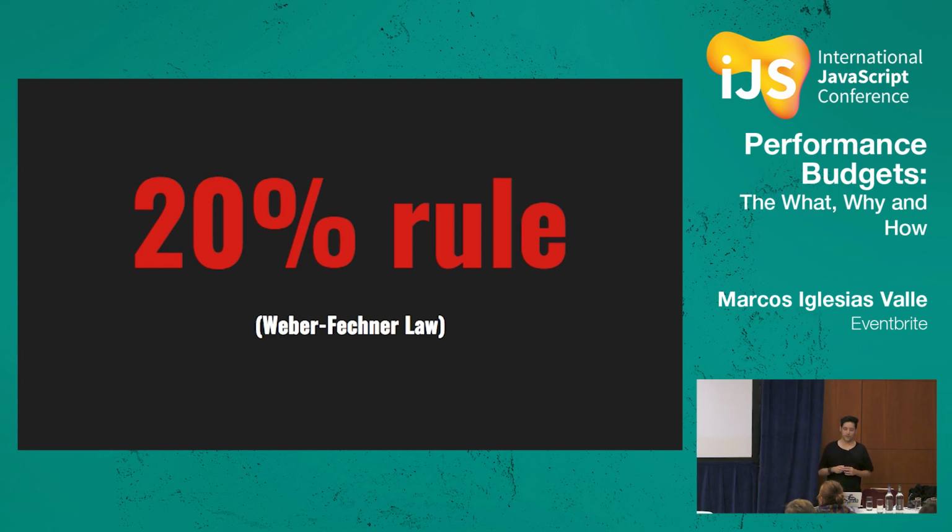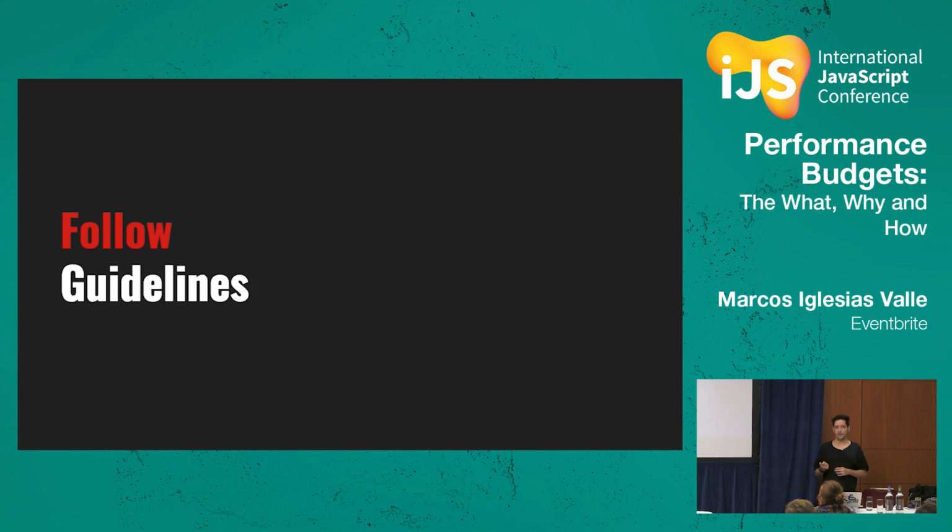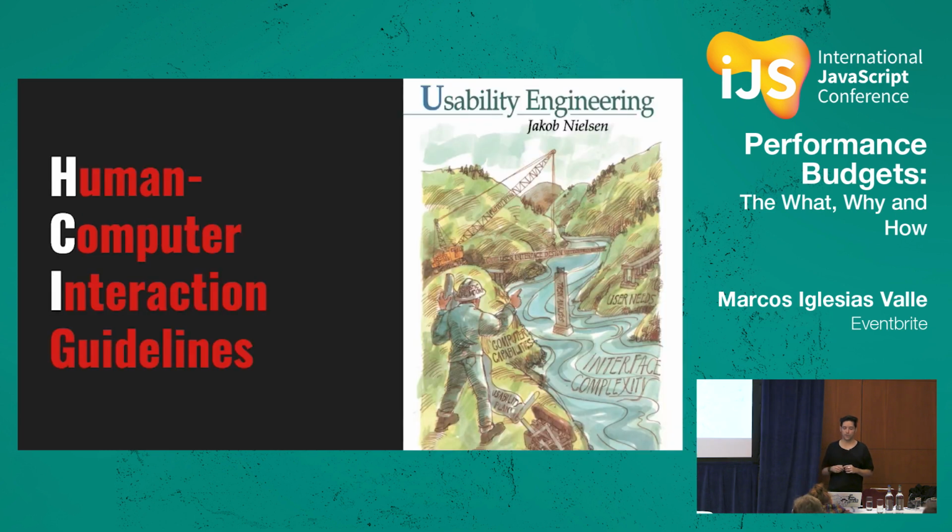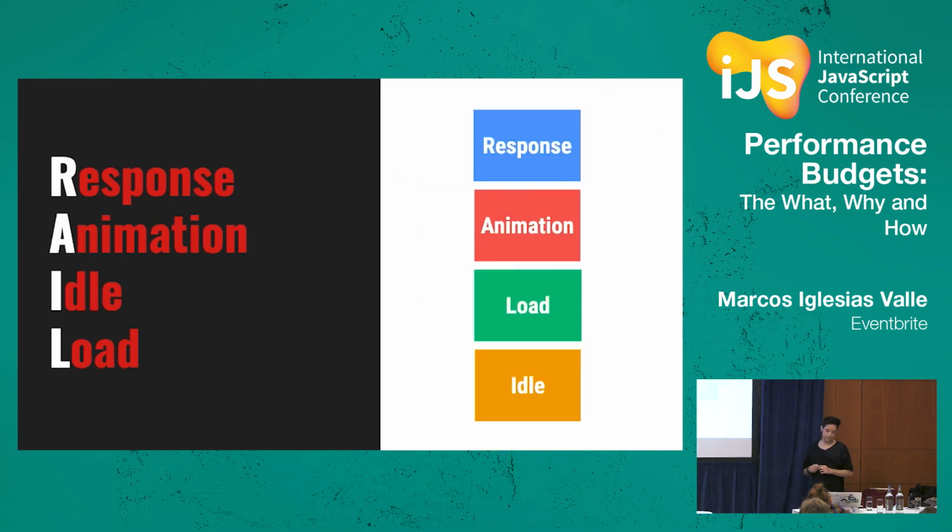Another way to set performance budgets is by following industry guidelines. Perhaps this approach is the best one when you have an entirely new product that you're building from scratch. In this line, you could follow human-computer interaction guidelines based on response times, such as those published by Jakob Nielsen in his book, Usability Engineering. More recently, we have seen Google's Chrome team expose a model for web performance they call RAIL, which is based on setting goals for the different types of actions that users perform within web applications.